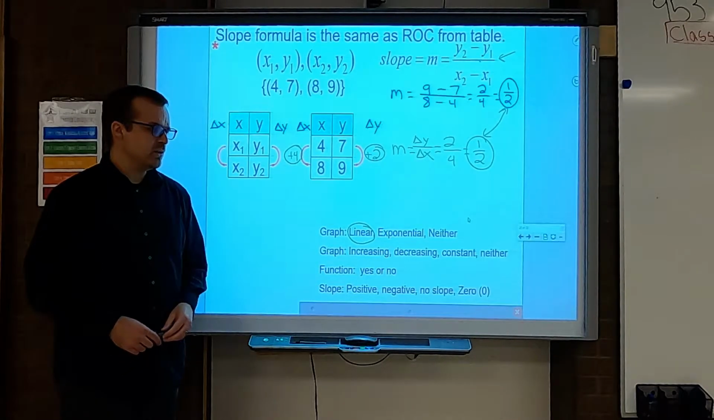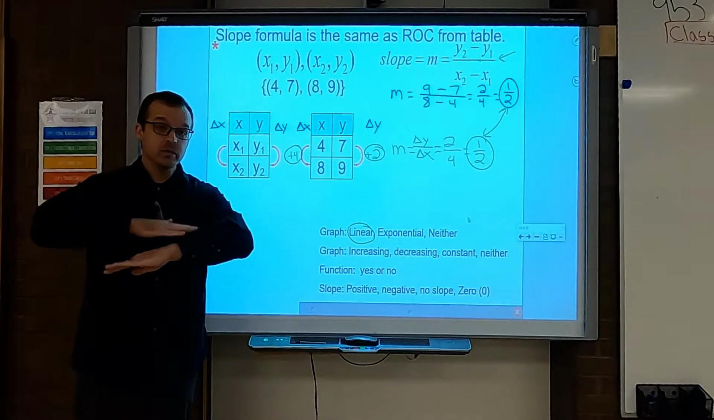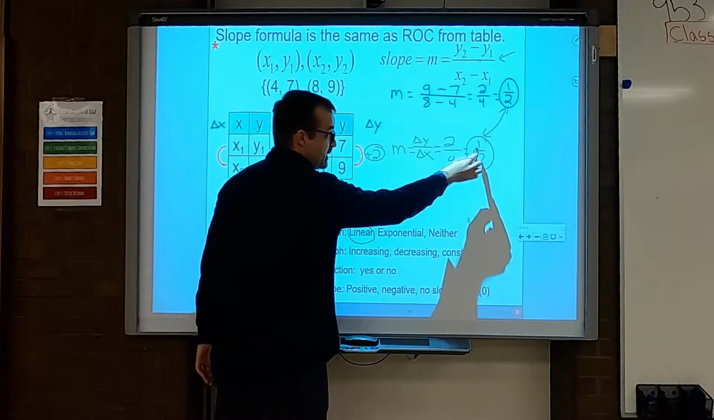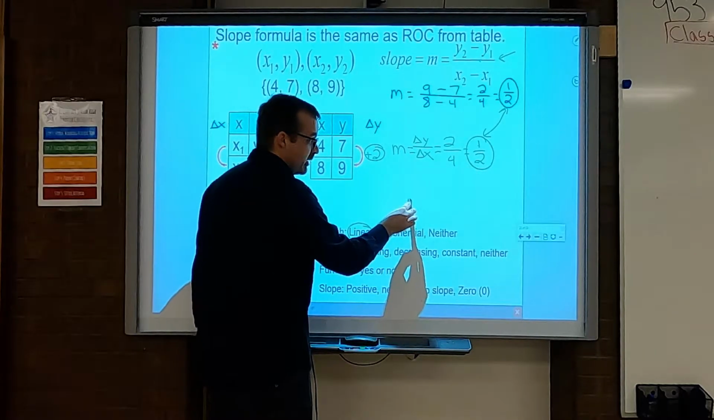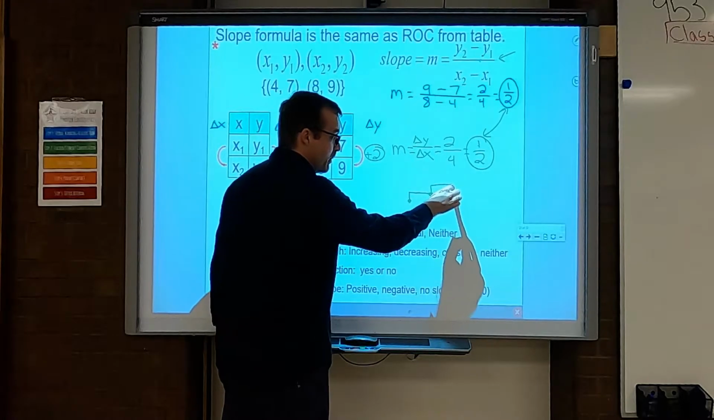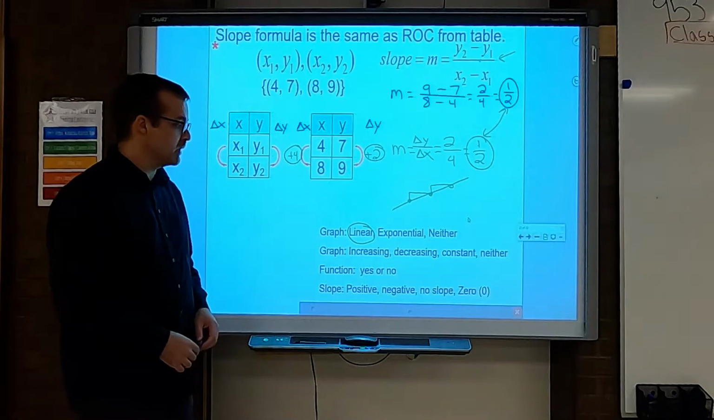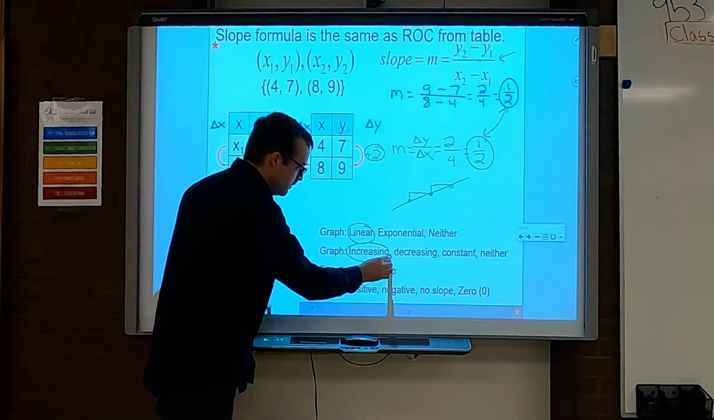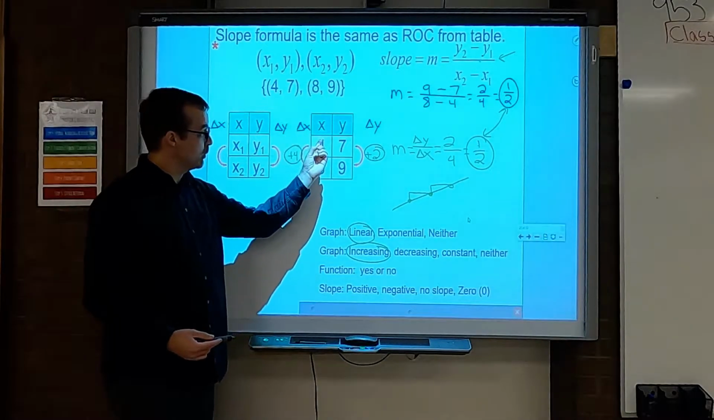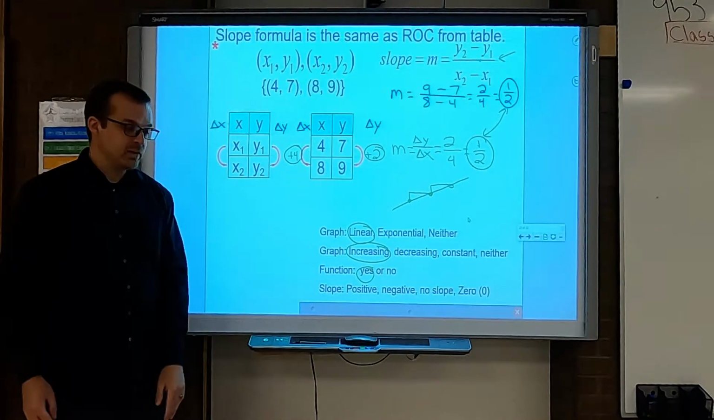Is it increasing, decreasing, constant, or neither? Well, is the slope positive, negative, no slope, or 0? In this case, we have a positive slope. In other words, if this were rise over run, we'd start at a point, we'd rise 1, run 2, right? Rise 1, run 2. And if I kept on doing that, I would have an increasing slope. It's a positive slope, and positive goes with increasing. Is it a function? Well, from the points that I have, there are no repeating x values, so I'm going to say yes.